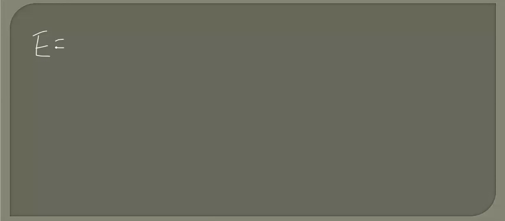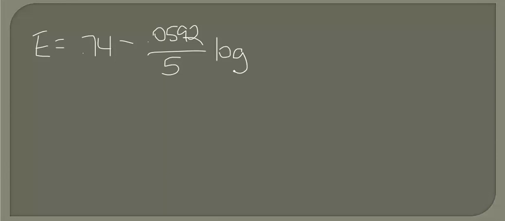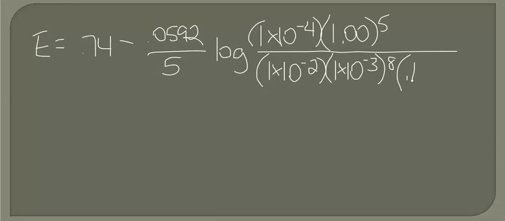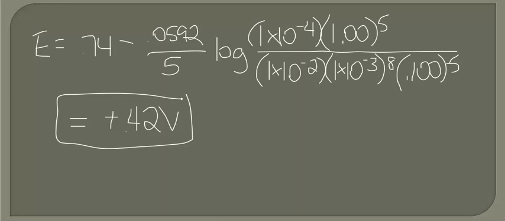So we have the cell potential equal to 0.74 minus 0.0592. N is 5. And then the log of Q. Plug in all of the concentrations here, and make sure you raise those concentrations to the appropriate powers. And we can solve for the cell potential. So I'll let you do that in your own calculator, but the cell potential should come out to positive 0.42 volts.